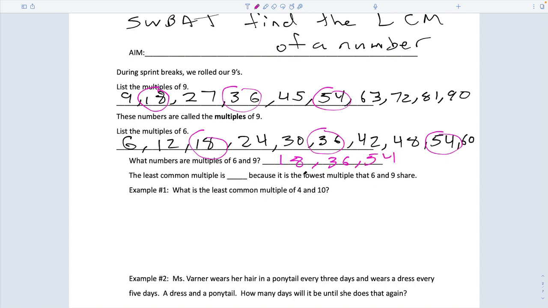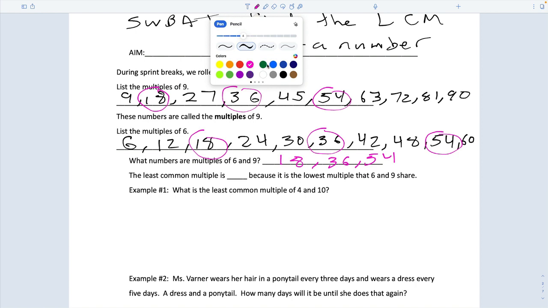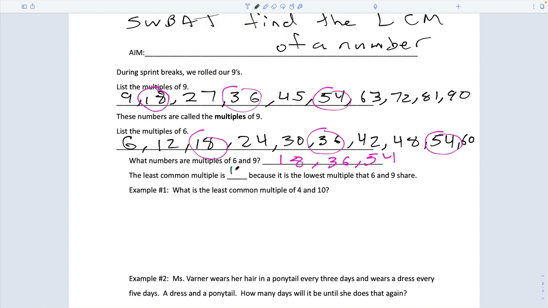But the least common multiple is the lowest one that they have in common. Which one's the lowest in this list, Nathan? 18. Yeah, so we say 18 is the least common multiple. Say multiple on 2. 1, 2? Multiple. Multiple. Okay, so we know the lowest one. Let's make it green. That's going to be 18. And what you're looking for today is always the lowest common multiple.